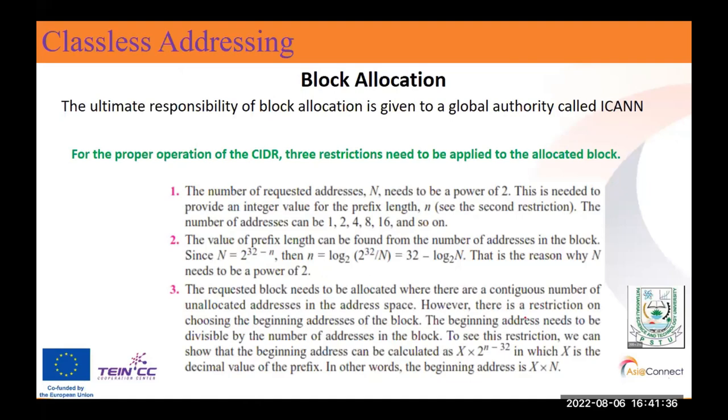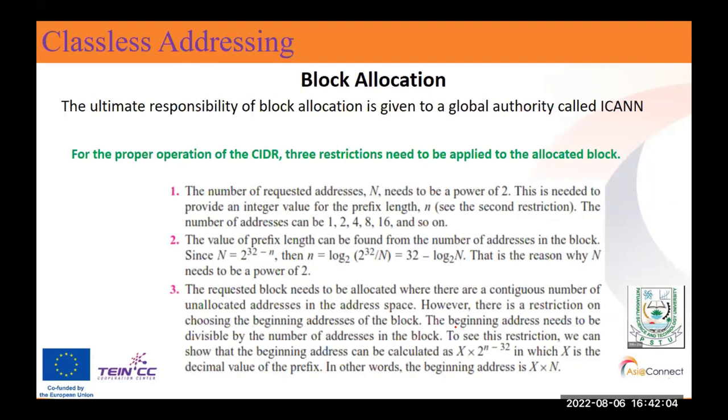However, there is a restriction. That means the beginning address of the block needs to be divisible by the number of addresses in the block. This is another issue. Okay, so we need to check this also. The beginning address must be divisible by the total number of addresses of this block. So these three rules you need to follow for taking any block if you want to do business as an ISP provider.